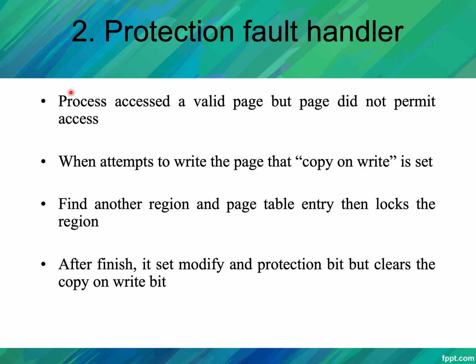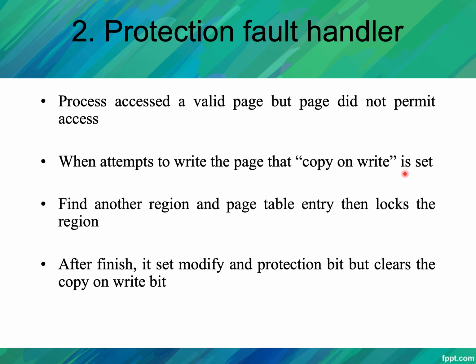The next one is protection fault handler. Protection fault handler will happen whenever a process accessed a valid page, but the page did not permit access. That means we have read permission and write permission for each and every page. When there is not enough permission, when we can't access a particular page, then this protection fault will happen. So when it attempts to write a page, that copy on write is set.